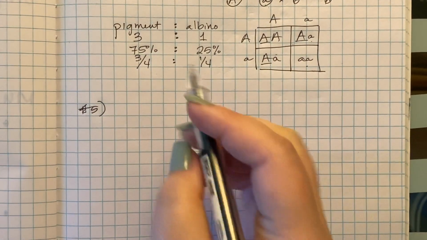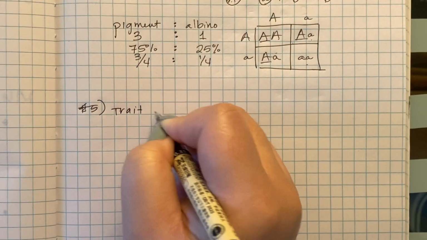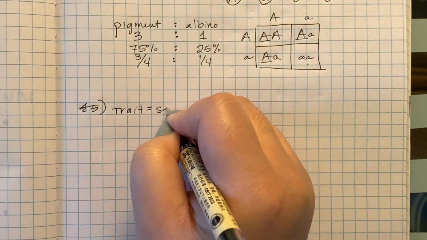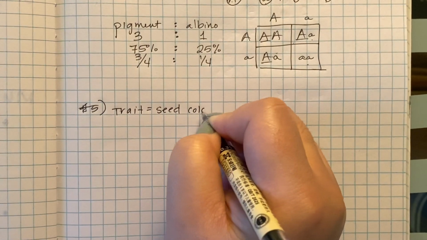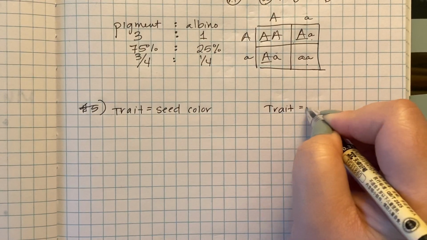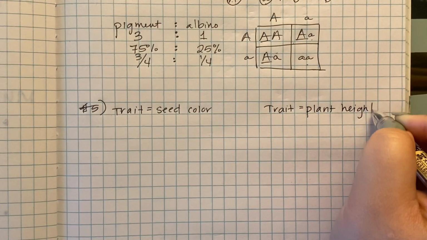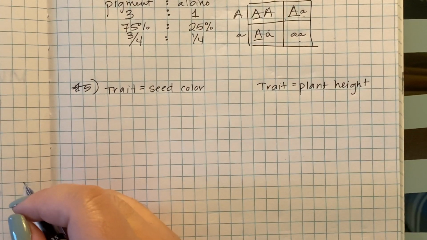Okay, so for number 5, there's actually 2 traits we're working with. Trait number 1 is the color of our seeds, so we have seed color. Trait number 2 is plant height. So now we're going to be looking at 2 factors, 2 traits at the same time.